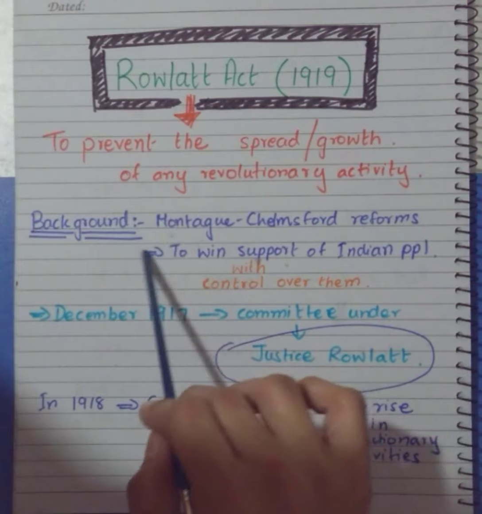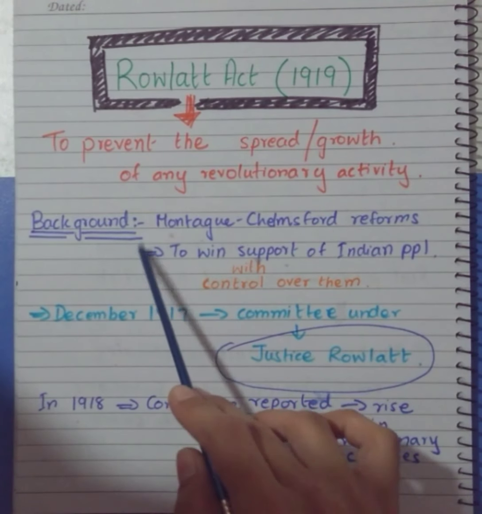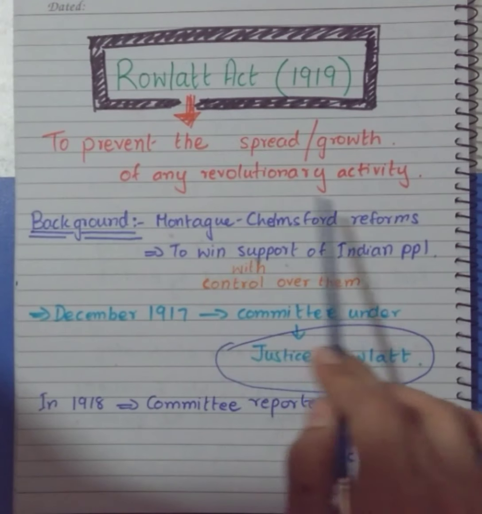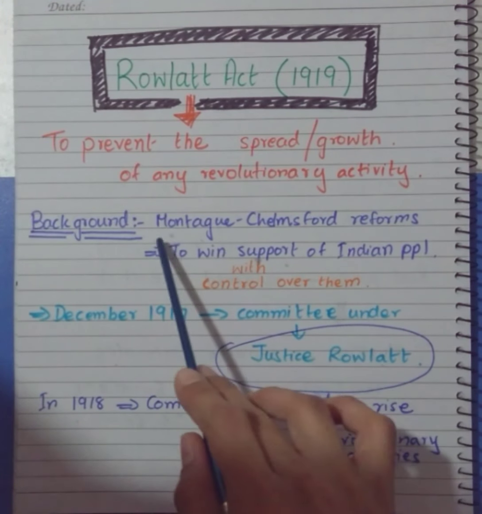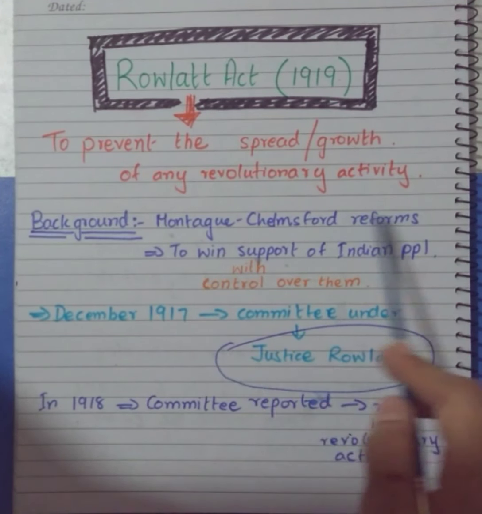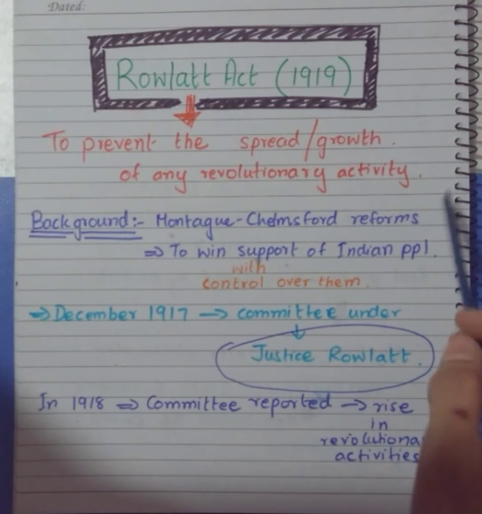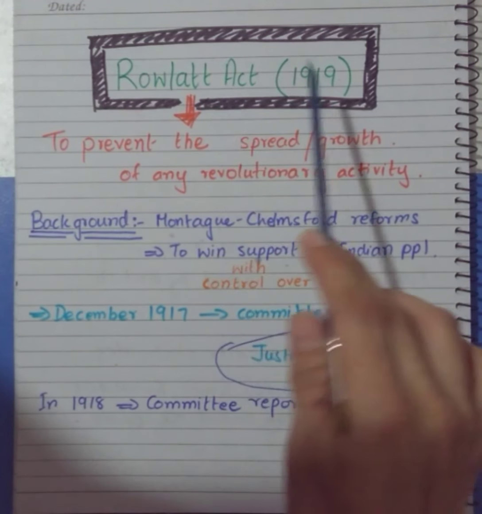During that time, in the year 1919, the British government had passed reforms. What were those reforms called? They were called the Montague-Chelmsford reforms, and I have made a video on it. If you want to watch, I'll give a link in the description box below. It will help you in understanding this act better.